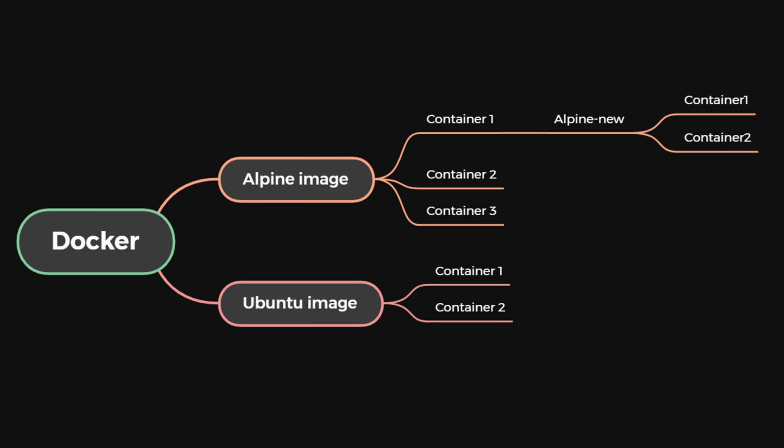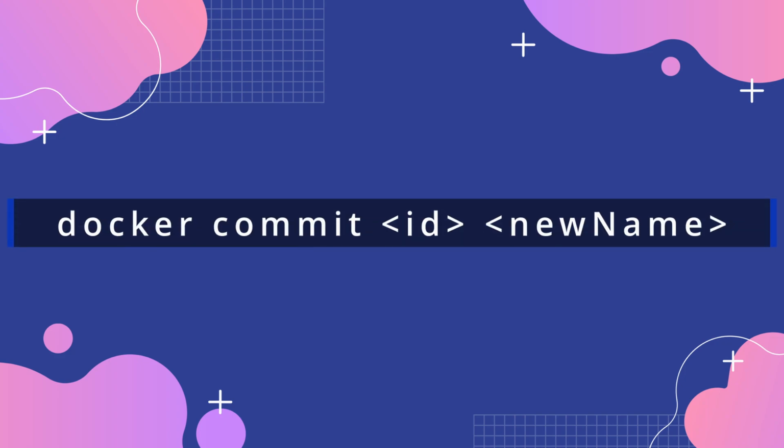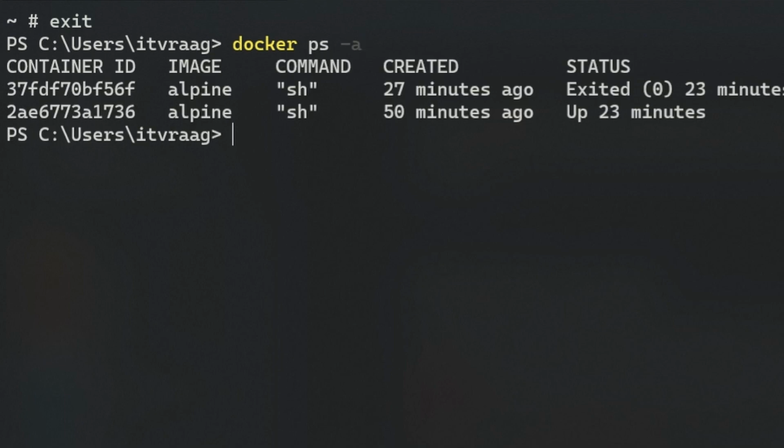Now that we're happy with the changes we've made to this container, we can create an image from it, so that other containers can be created from it. For this, we use the docker commit command. Exit out of the container or select your host terminal and enter docker ps -a to get the container ID we want to use.